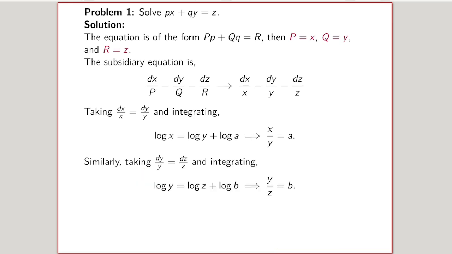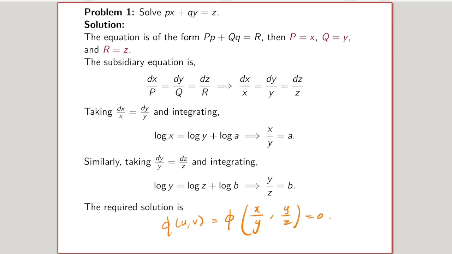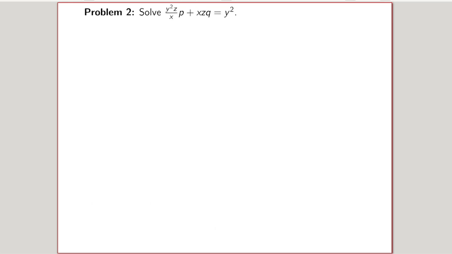So now since we have obtained both the terms, that is u is equal to a and v is equal to b, we can write the final solution, that is phi of u comma v, which is nothing but phi of x by y comma y by z, and this will be equal to 0. This is the required solution for the given Lagrange's equation. So now let us move on to the next problem.